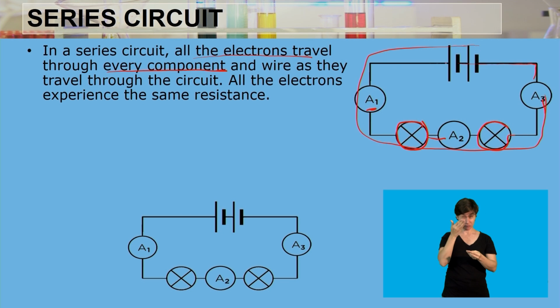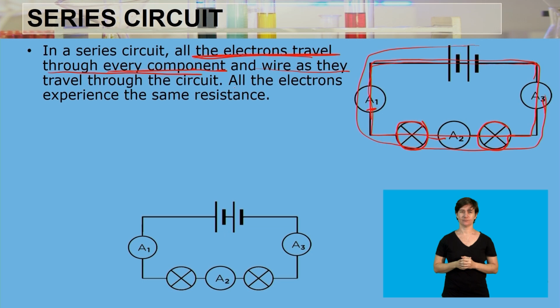And also remember, they are going to be traveling through the wires that are going to be enabling them to move from one component to the other component. So basically what we're saying is that all the electrons are going to travel through every component and every wire that we have in this particular instance.